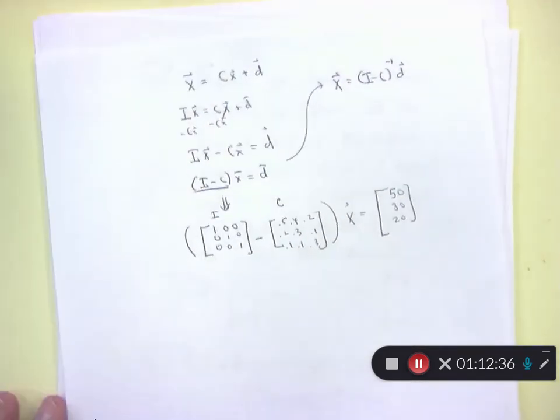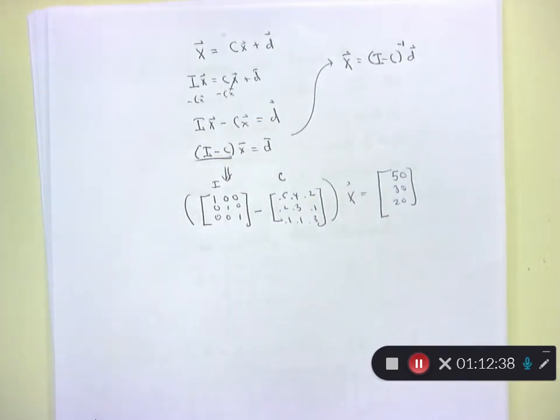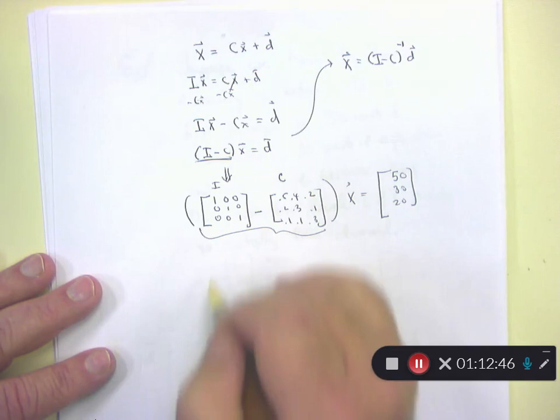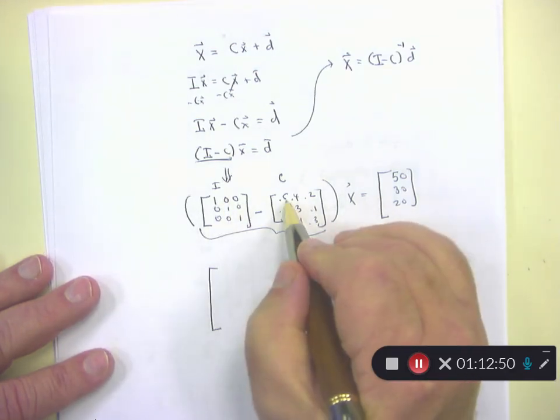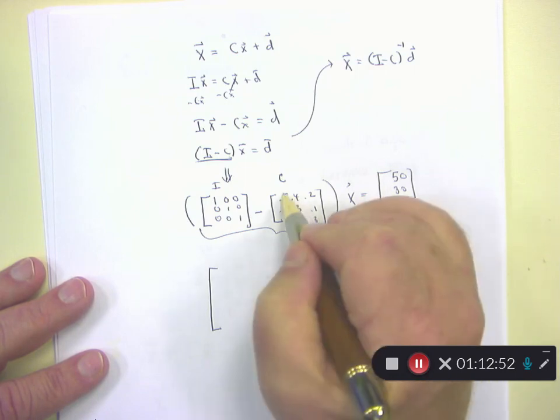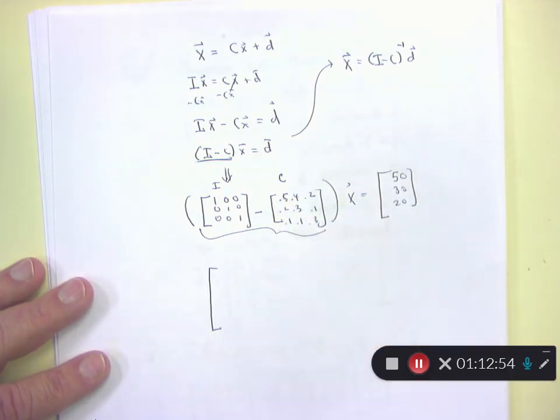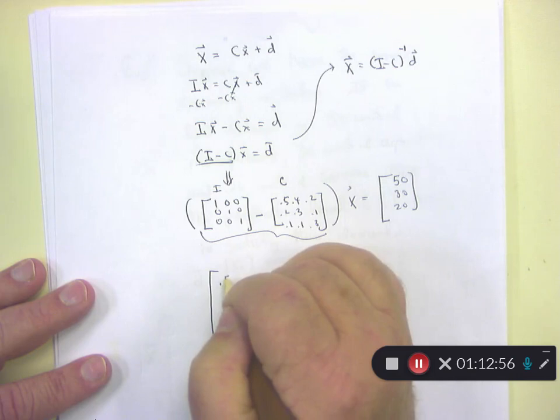Does that make sense? Did I lose you anywhere? All right. Now, what exactly would this be? In terms of the matrix, what's 1 minus 0.5? That isn't 0.5. I have to read my handwriting here. What's that? 1 minus 0.5 is 0.5.